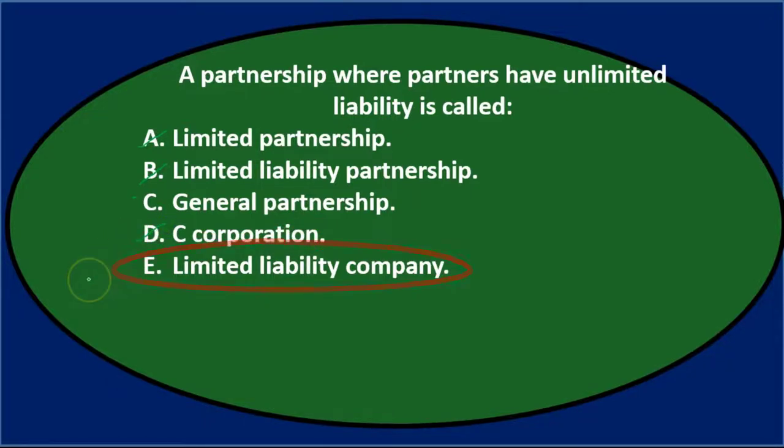And then E says limited liability company. And once again, that's a hybrid, very similar to B up here, that's trying to have the best of both worlds, the point being to limit liability and not have unlimited liability. So that's not going to be it. We'll be left with C then. Question and answer. A partnership where partners have unlimited liability is called C, general partnership.